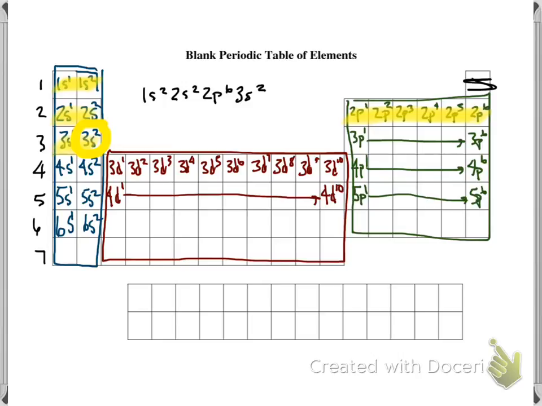Let's do one more. Let's say I pick what I'm circling there in peach. Okay, again, a random element. I'm going to start with 1s2. There's nothing else over here, so I go straight to 2s2. Go to 2p6. 3s2.